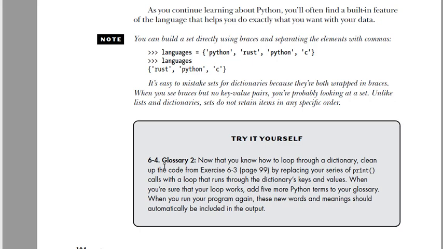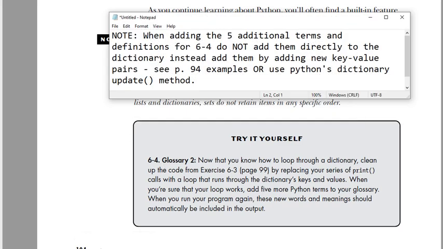So first, when we add the keys and the values to our existing glossary, we are not going to do it by typing in the actual dictionary itself. Okay, so I'm going to throw up a note here. When adding the 5 additional terms and definitions for 6-4, do not add them directly to the dictionary. Instead, add them by adding new key value pairs.